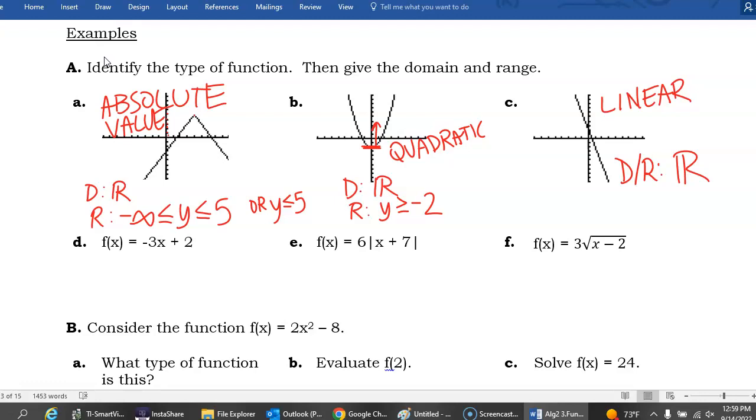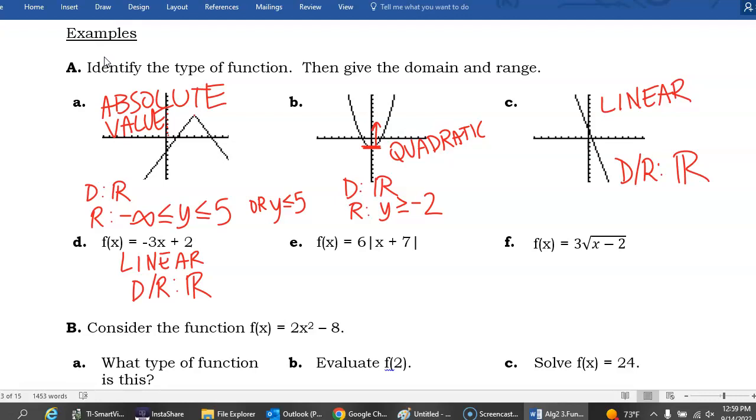So like this first one here, I see an x, I don't see any powers, I don't see any special symbols, no bars, no roots. That's a linear function. And if we remember back, I said mx plus b. This is exactly mx plus b form. We have our slope of -3. We have our intercept of +2. That is a linear function. And I know that the domain and range for all linear functions is all real numbers.